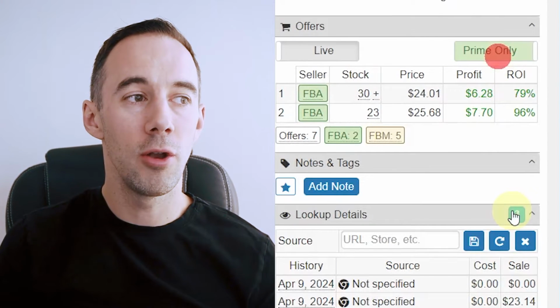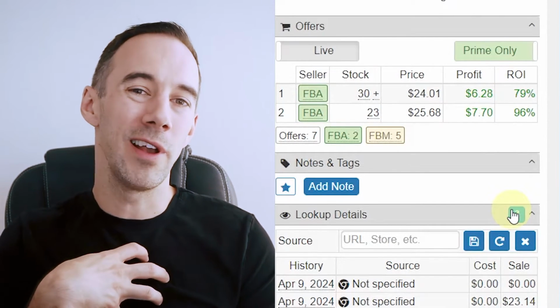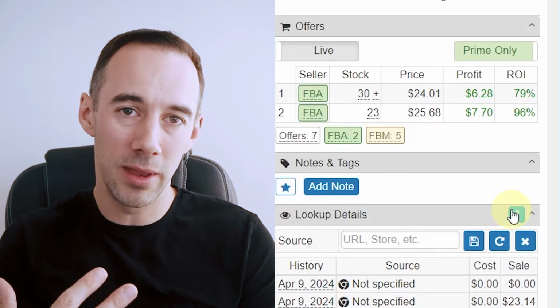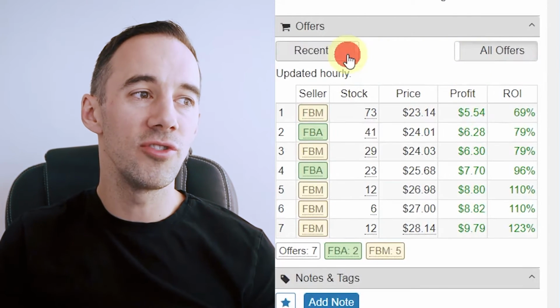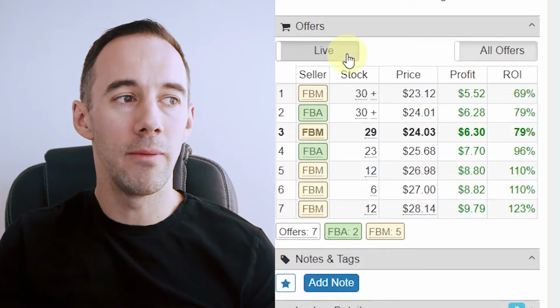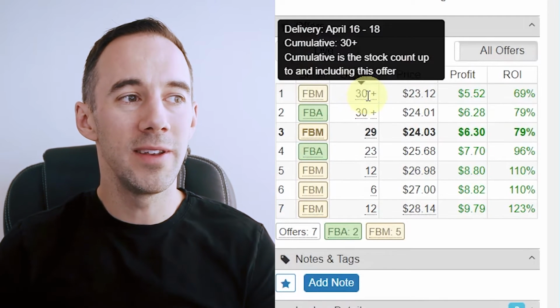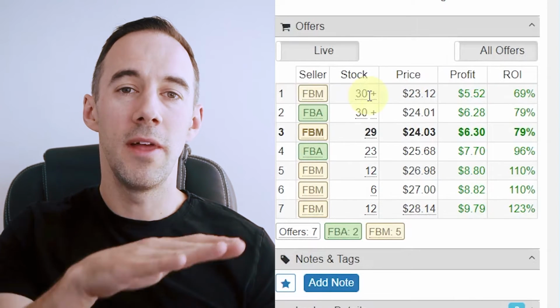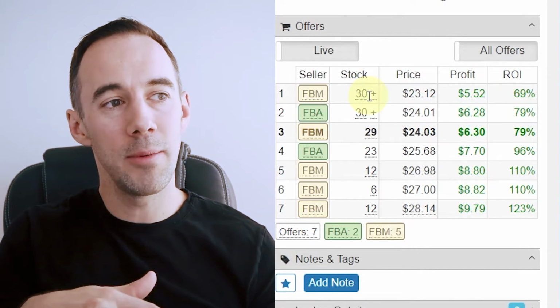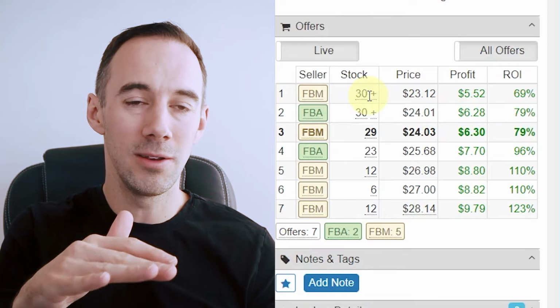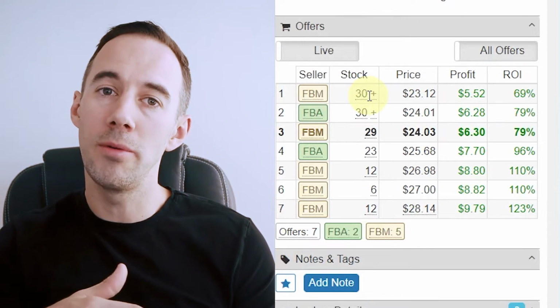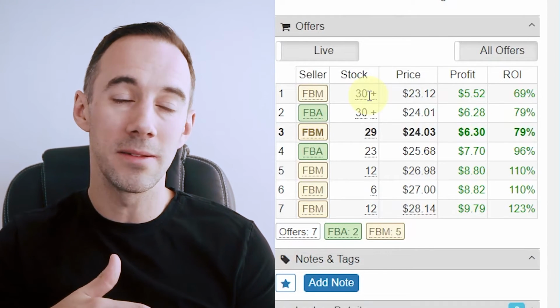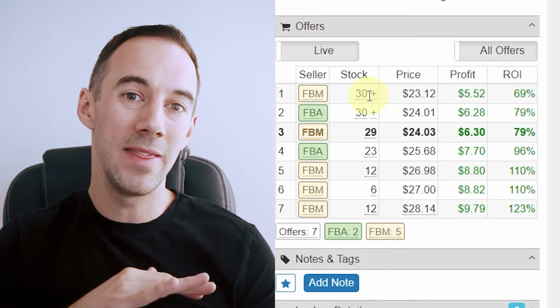Now you can turn off all the FBM, and I only really like looking at FBA sellers because we get to win the buy box more against them, or you can change it through historic and recent, very helpful. Now the one thing you might notice, it says like 30 plus. This basically just means that they're limiting the amount of stock they're showing. They've limited it within Amazon to say they're only going to show the first 30 units. So they may have a lot more stock, but you only know that there is 30 available at least. We don't know how many more because they're hiding it in their Amazon account.